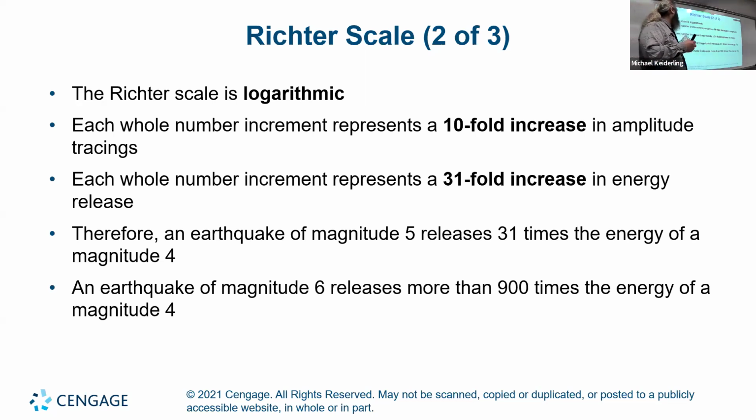And because of this, it turns out each whole number increment represents a 31 or 32-fold increase in energy release. So an earthquake of magnitude 5 releases 31 times the energy of an earthquake of magnitude 4. And an earthquake of magnitude 6 actually releases, it says more than 900 times here, it's actually exactly 1,000 times more. It's 31 because it's the square root of 1,000. So an earthquake of magnitude 6 releases 1,000 times more energy than an earthquake of magnitude 4.